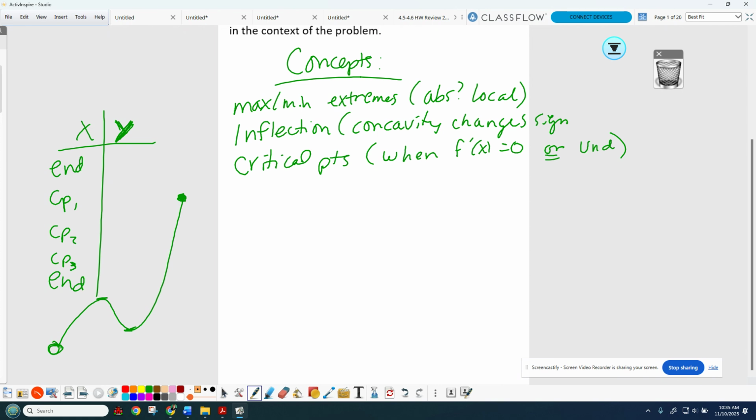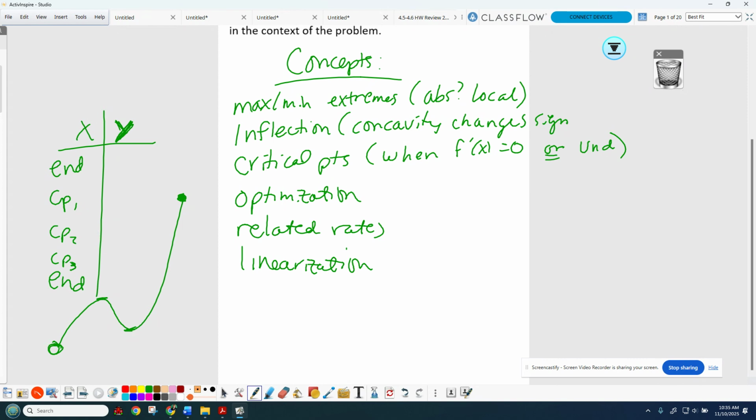Yeah, optimization, everybody's favorite. And then our latest one. Stuff that I only checked on Delta Math, linearization.